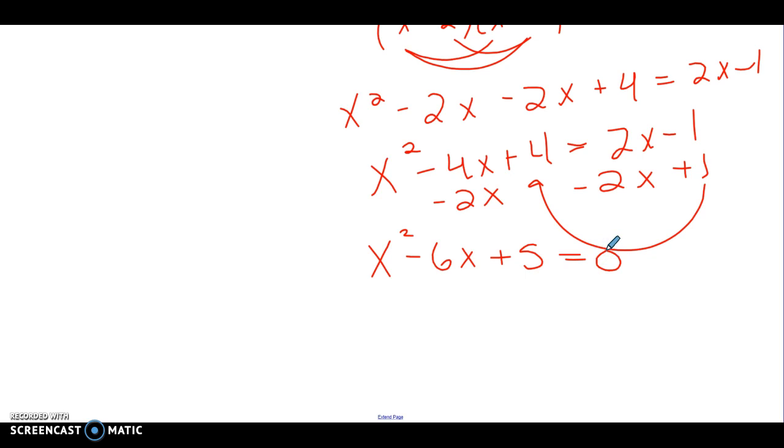How do you solve a quadratic? We really have 2 options: bottoms up or quadratic formula. This is a really easy bottoms up. So what factors of 5 add up to negative 6? Negative 5, negative 1. Good. Why not negative 2 and negative 3? That doesn't multiply to 5, but that's a common mistake I see. So x minus 5, x minus 1.